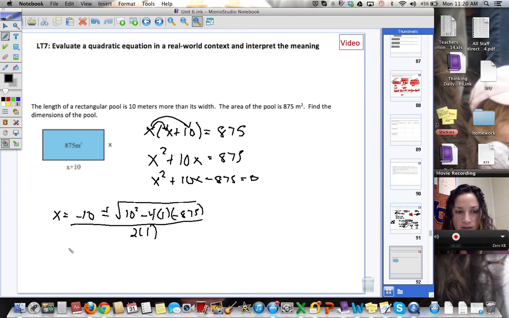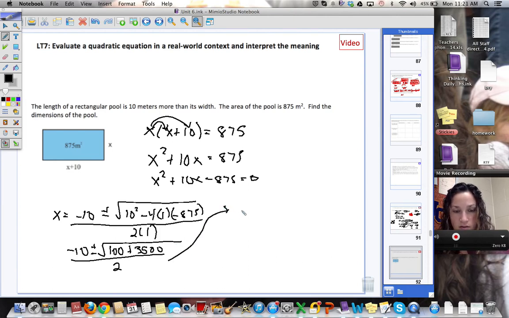So then I'm going to have negative 10 plus or minus the square root of 100. Negative 4 times 1 is negative 4. Negative 4 times negative 875 is going to be plus 3500 all over 2. So I'm going to write this up here now. Negative 10 plus or minus the square root of, what is that going to be, 3600 all over 2.